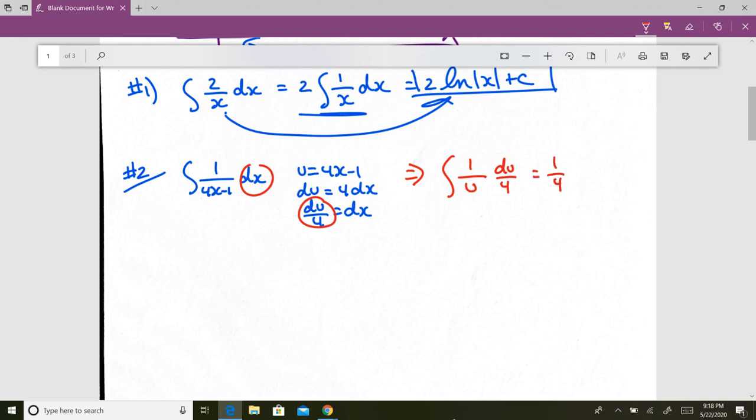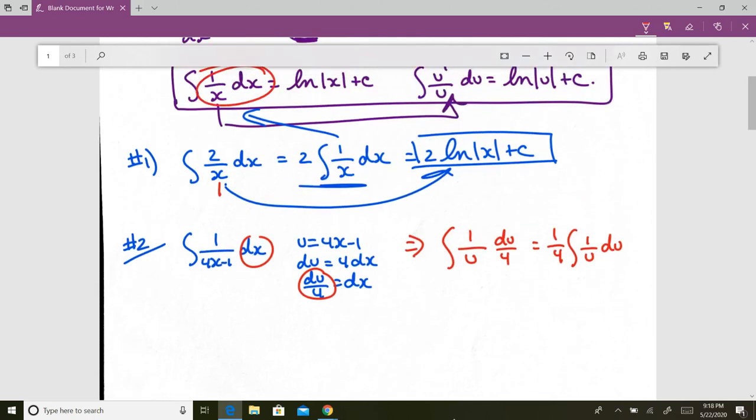which hopefully you can see. You can pull out a 1/4 integral of 1 over u du. That is the same, u and x are the same thing, essentially. So it matches this one up here. So this is 1/4 natural log absolute value of u plus c. What's our u? 4x minus 1. And that is your integral.